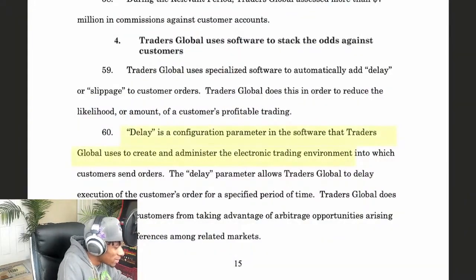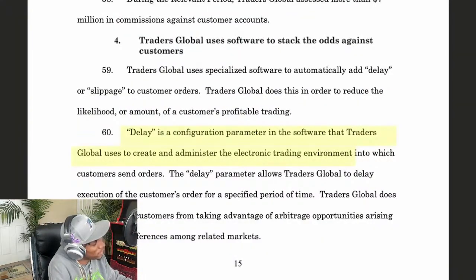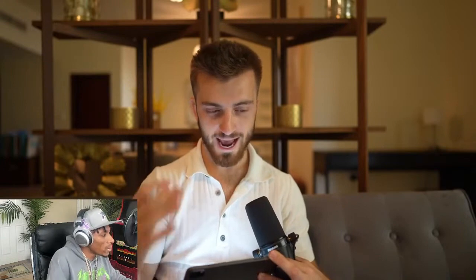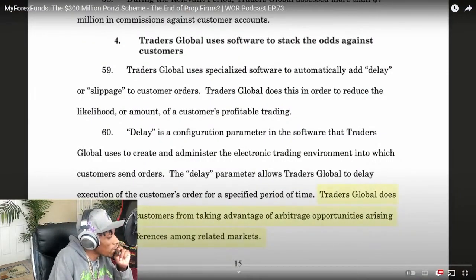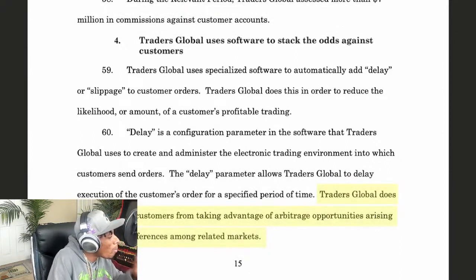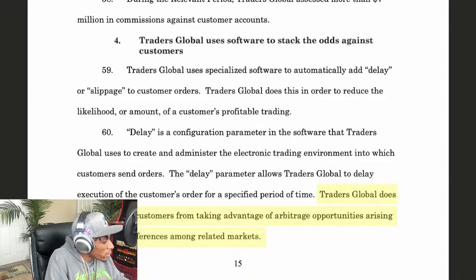Delay is a configuration parameter in the software that Traders Global uses to create and administer the electronic trading environment. This is crazy. So again, you're trading in a fake environment, and so they add the delay. And they say that they do this to prevent customers from taking advantage of arbitrage opportunities from pricing differences among related markets.